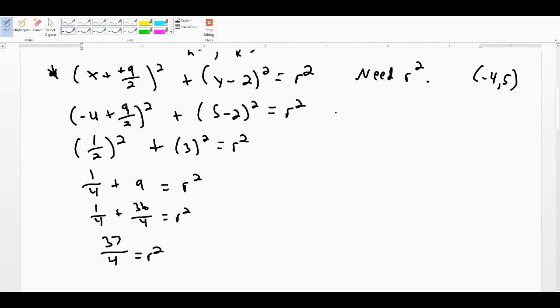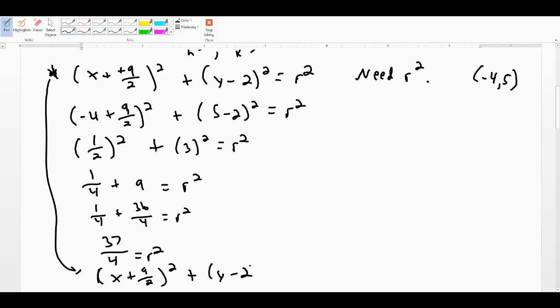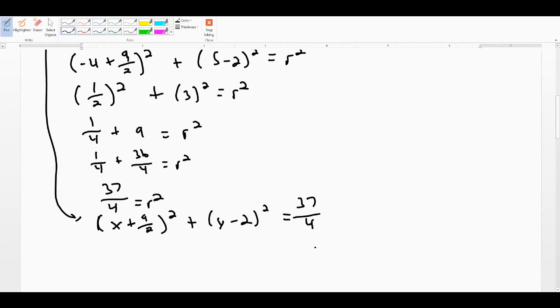So that means we're taking this and we're going to write it as our answer. (x + 9/2) squared plus (y minus 2) squared equals r squared, which we just found to be 37 over 4, and we are done.